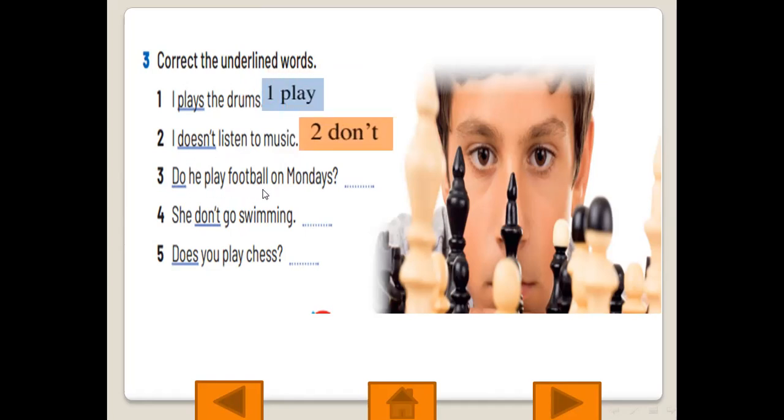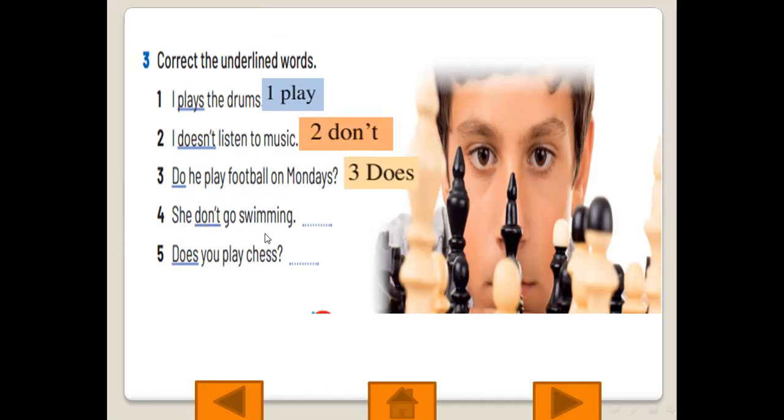Do he play football on Mondays? This is a yes/no question. As we said before, we use do or does. So again and again, look at the subject pronoun. The subject pronoun is he. Is it right to use do when the subject pronoun is he? What's right? Does. Excellent. Right.